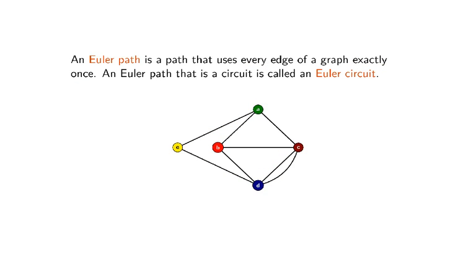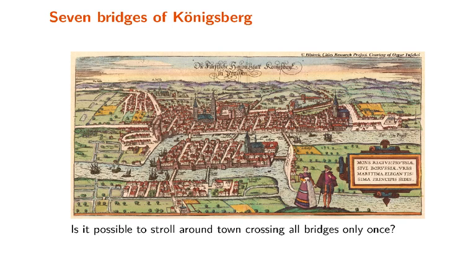In fact, this problem that we are trying to solve, I mean, given a particular graph, whether there exists an Euler path, whether there exists an Euler circuit in it, was a problem that was posed for the first time by Euler in the 1700s. And this is the problem that he was trying to solve. This is a print of the town of Königsberg in Germany.